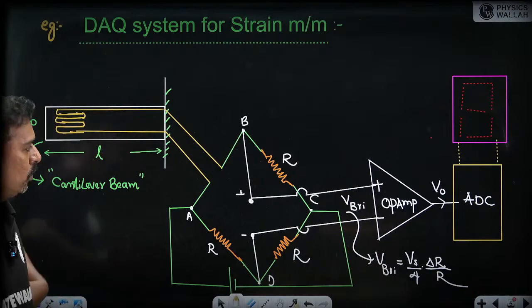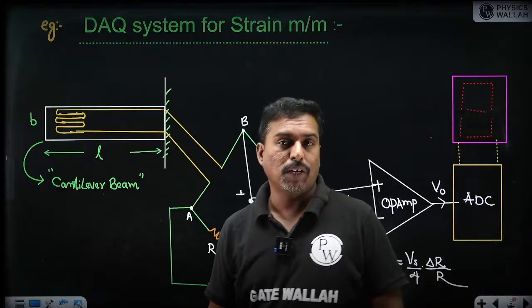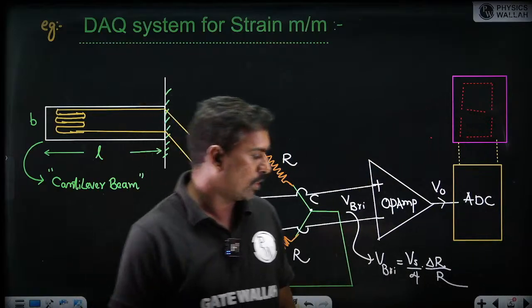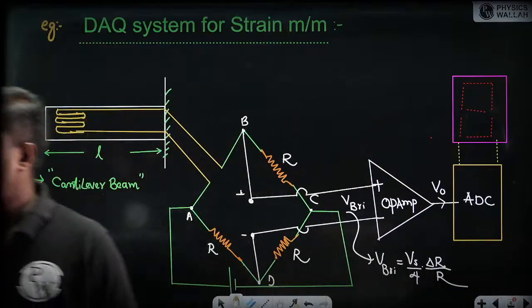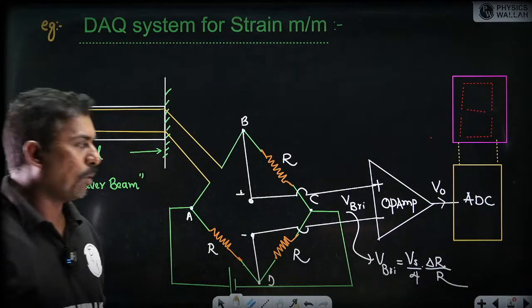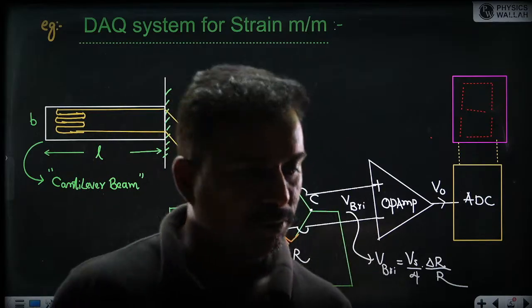Okay, so this is how a measurement system is developed. Please make a note of this picture. So this is an example, best example for the strain data acquisition system, how to measure the strain that is given here.